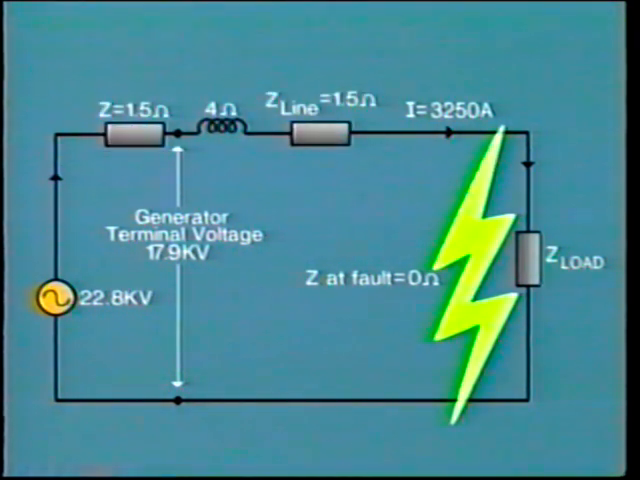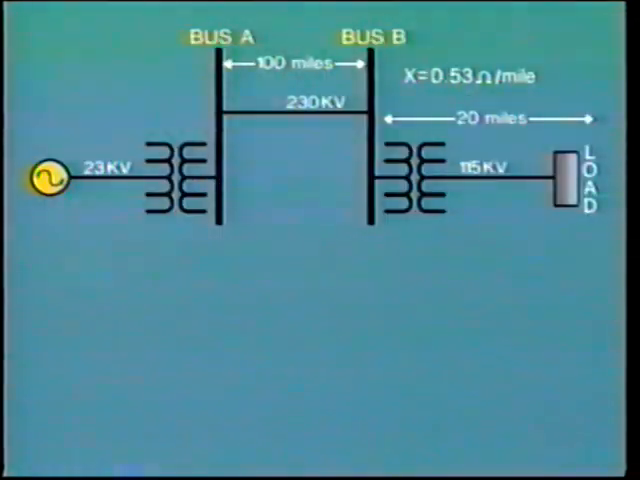Now, this is not always as easy as the example that we have just seen. For example, look at this system. Here we have several different voltage levels. 23 kV at the generator, 230 kV in the transmission line, and 115 kV in the distribution line.